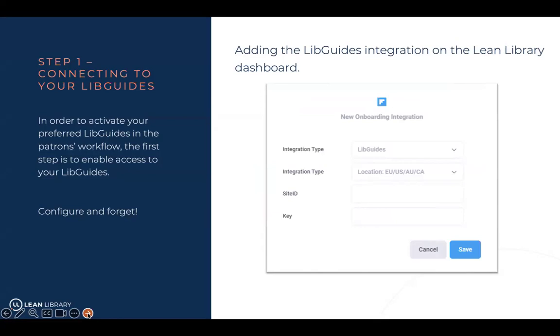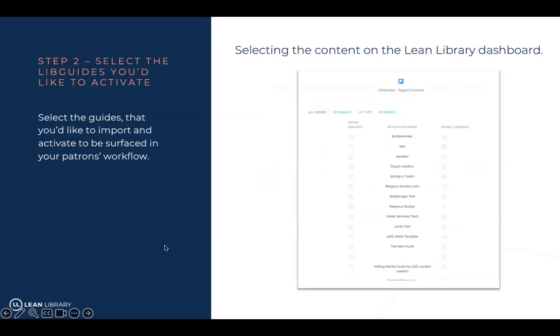So one, you'll need the workflow for LibGuide subscription. The first step is to connect Lean Library to your LibGuides, and we really only need two pieces of information to do this. It's pretty straightforward: your site ID and your key through SpringShare in order to pull your LibGuides into the librarian dashboard. Once you have that pulled in, you'll be taken to a page that looks similar to this, except with your own LibGuides, and you can choose which of your guides you want to import and make active in Lean Library. This doesn't mean that they're automatically active, but it does mean that they're available for librarians to choose to surface.